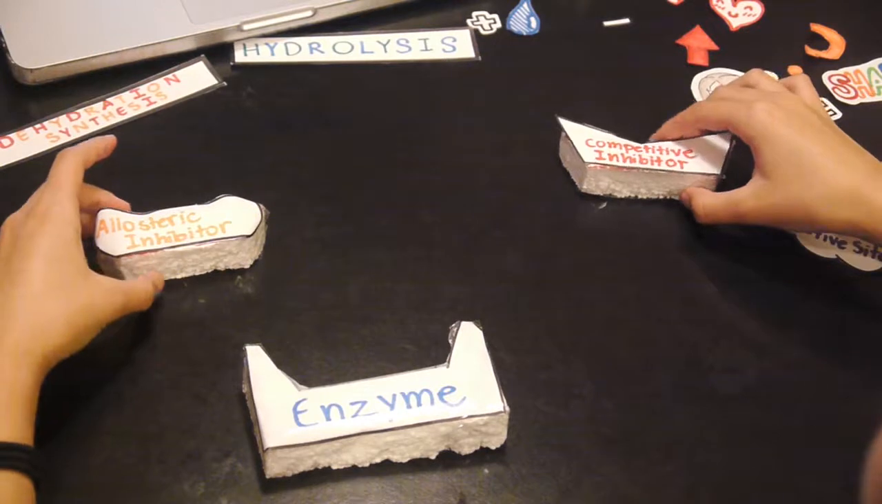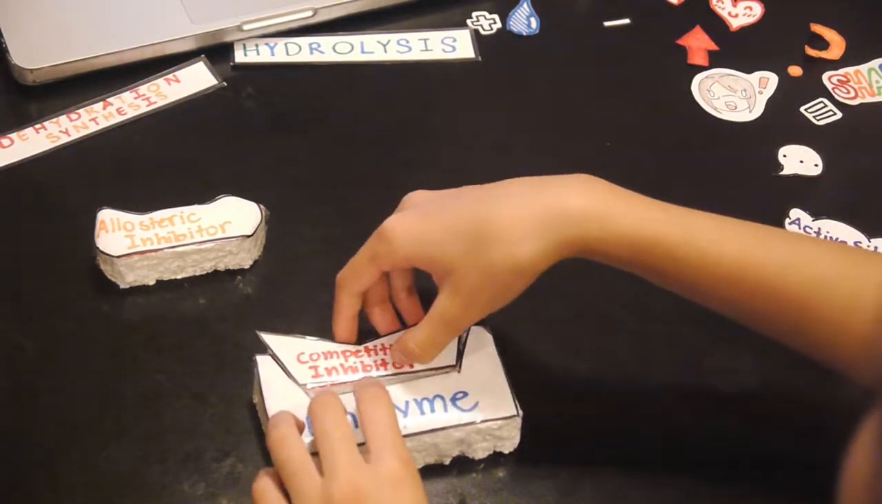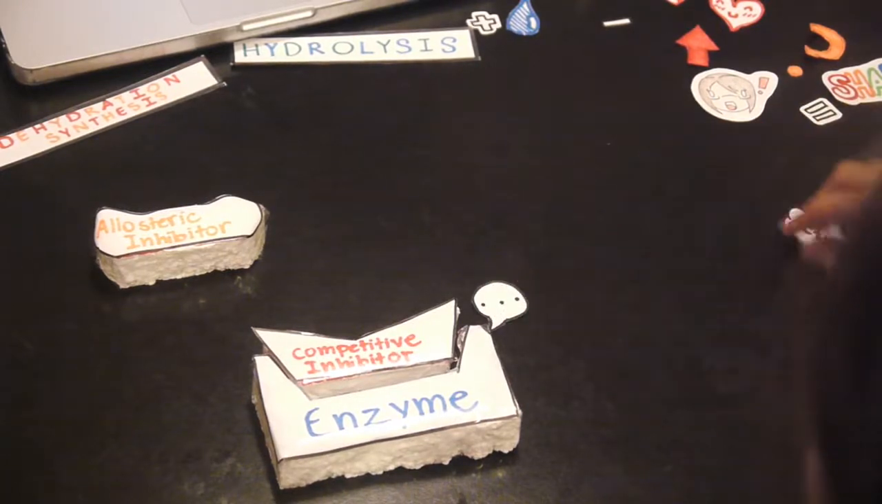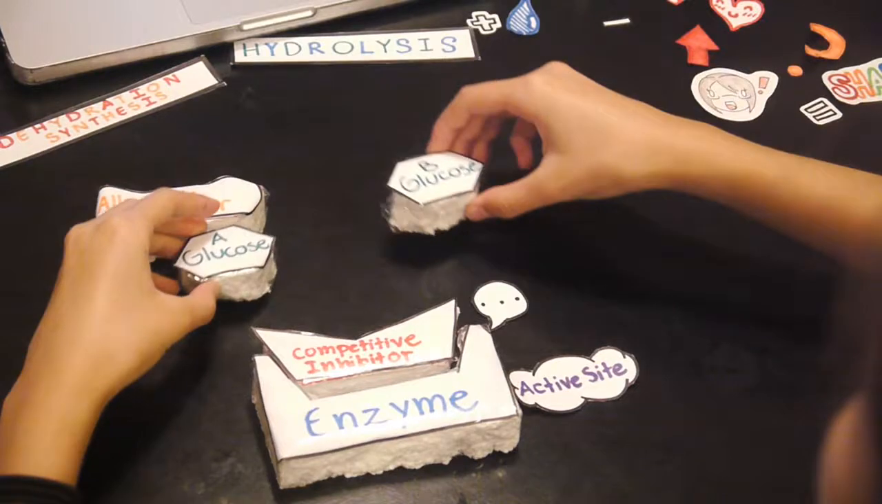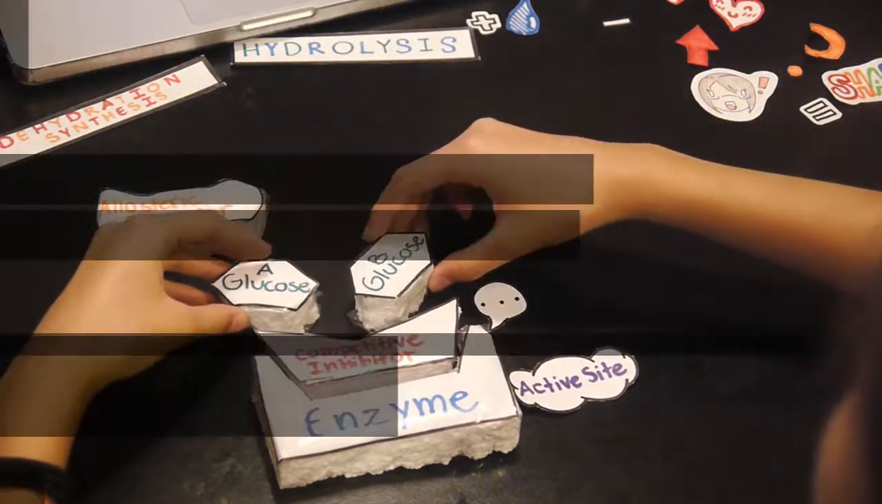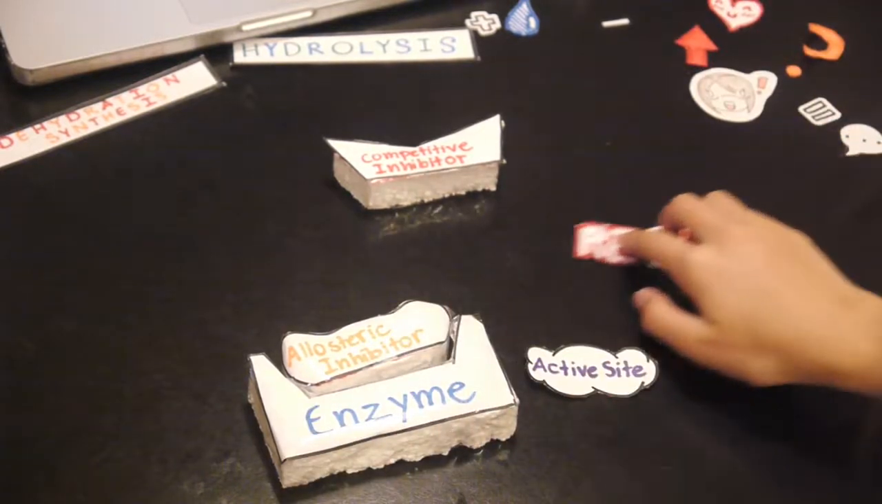There are 2 inhibitors. One is a competitive inhibitor. Competitive inhibitors attach themselves to the active site, but don't react. It merely takes up the space of the site, blocking out the substrates. An allosteric inhibitor fits onto the enzyme and reshapes it.